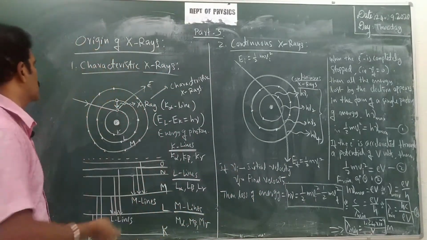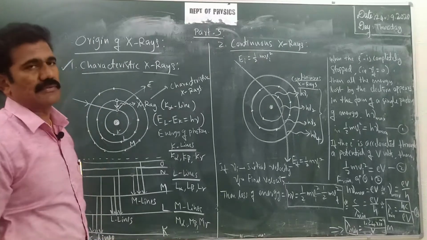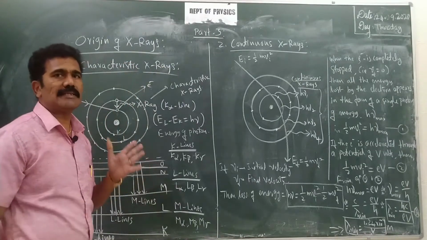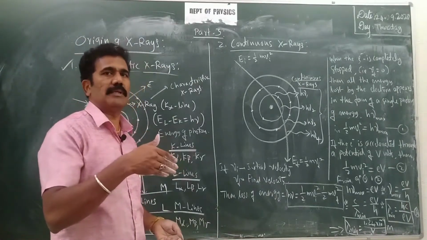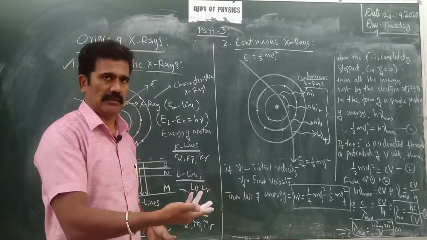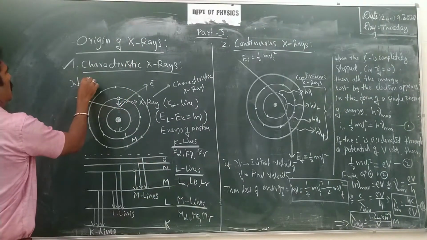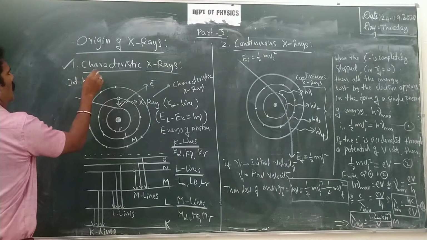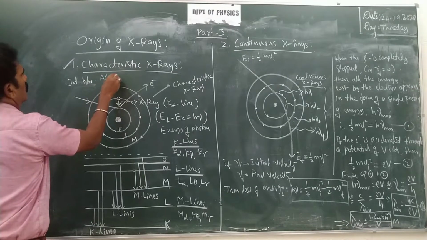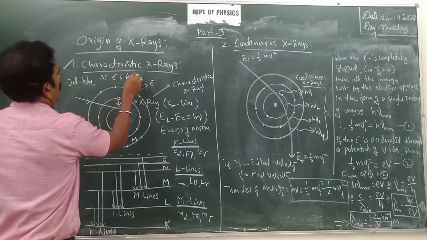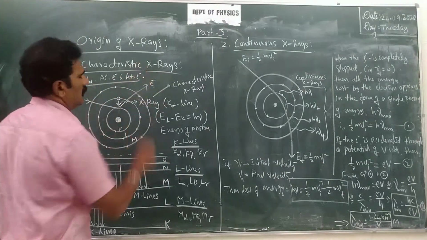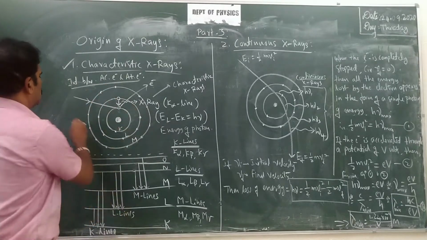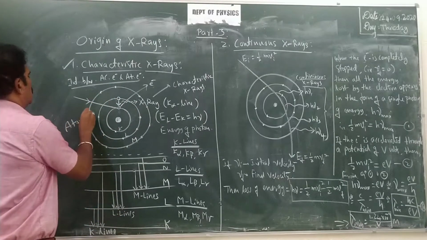The first one, that is characteristic X-rays. These characteristic X-rays are produced only when the interaction of the accelerated electrons takes place with the atomic electrons. Interaction between accelerated electrons and atomic electrons is the main concept here. See, this is the particular atom present in the target. So the atom present in the target is taken here.